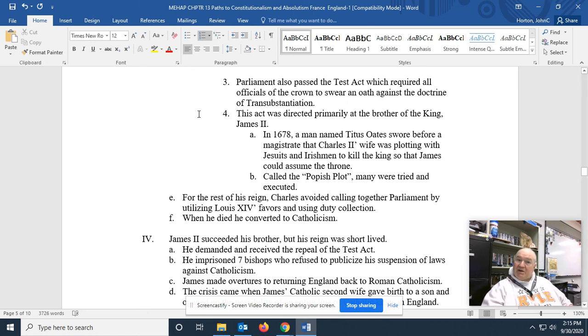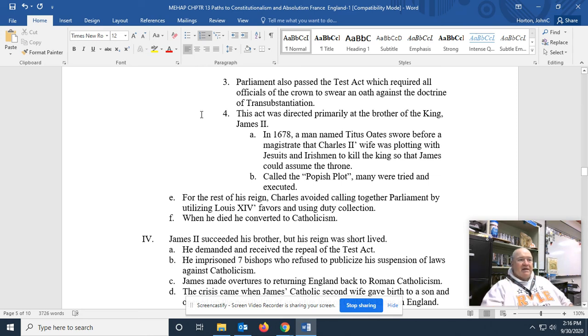Transubstantiation was a central belief of Roman Catholicism. And so Charles II had to sign that Test Act as well. He had to swear an oath against believing that, although the act was primarily directed at the brother of the king, James II, who we'll talk about later.